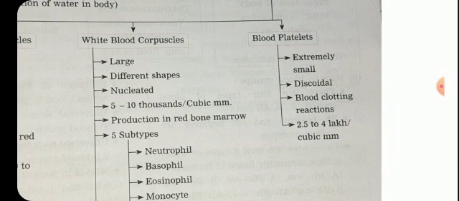Blood platelets are extremely small and they look like disc. Their shape is disc-like. Their number is 2.5 to 4 lakh per cubic millimeter. Platelets participate in blood clotting process.